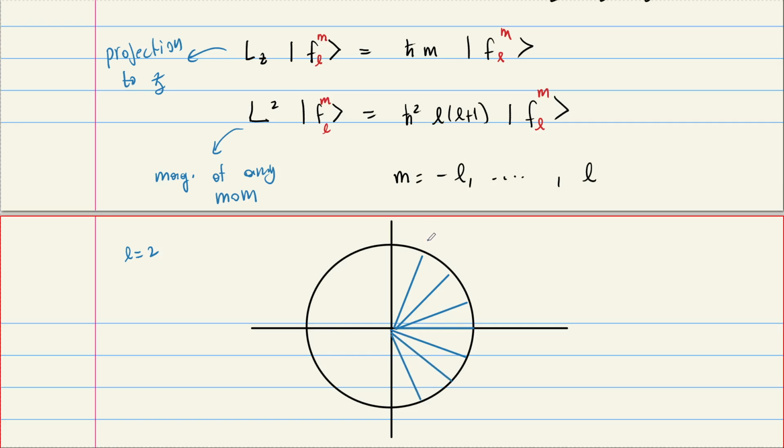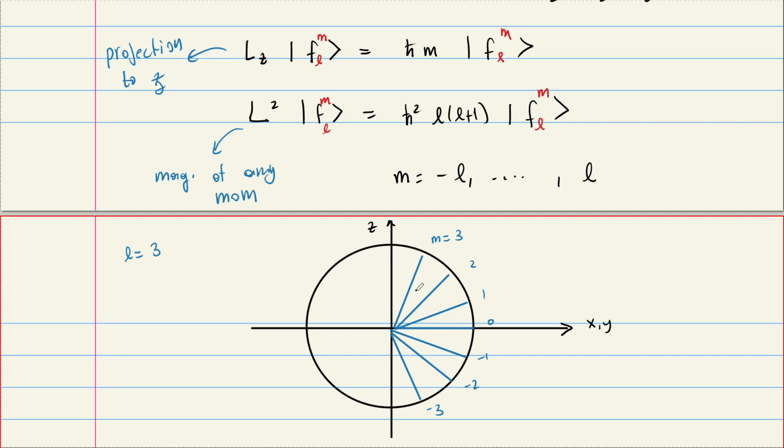So this is L equal to 3. M can take values from plus 3 to minus 3. So this is 3, 2, 1, 0, minus 1, minus 2, minus 3, right? This is the z-axis, so this is the xy plane. If you want, there is also the into-the-page direction.